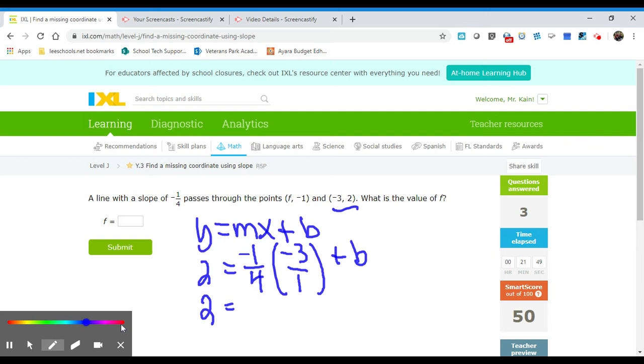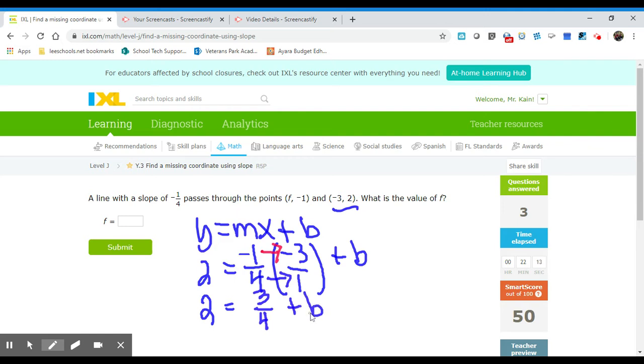Oops, I almost deleted everything. That would have been bad. Okay, so -1 times -3 is going to be +3, and 4 times 1 is 4. Okay, that's how you do that. You multiply across. So 3/4 plus b.